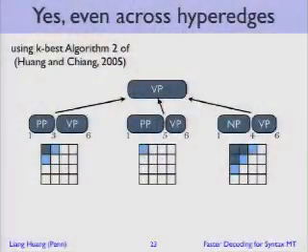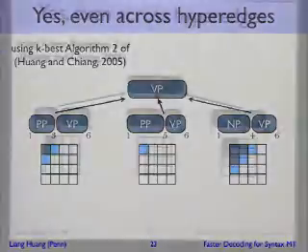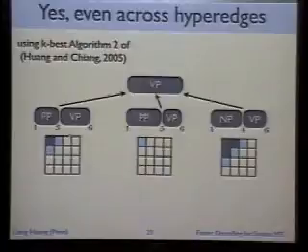But okay, so this is even true across different hyperedges. So the real power of this k-best algorithm comes when you have a lot of different ways to derive this, and you don't need to get the k-best out of each square sequentially. You can do it in parallel, so that you still have a frontier that is all these blue guys.